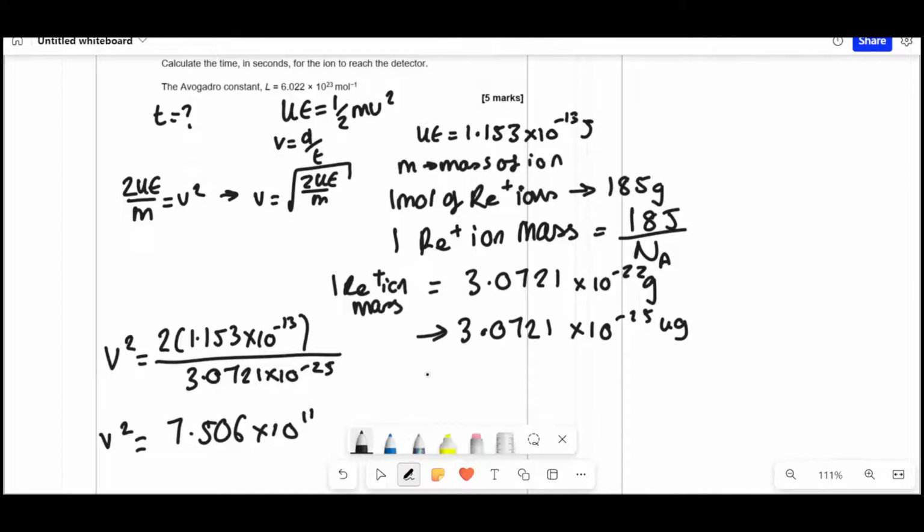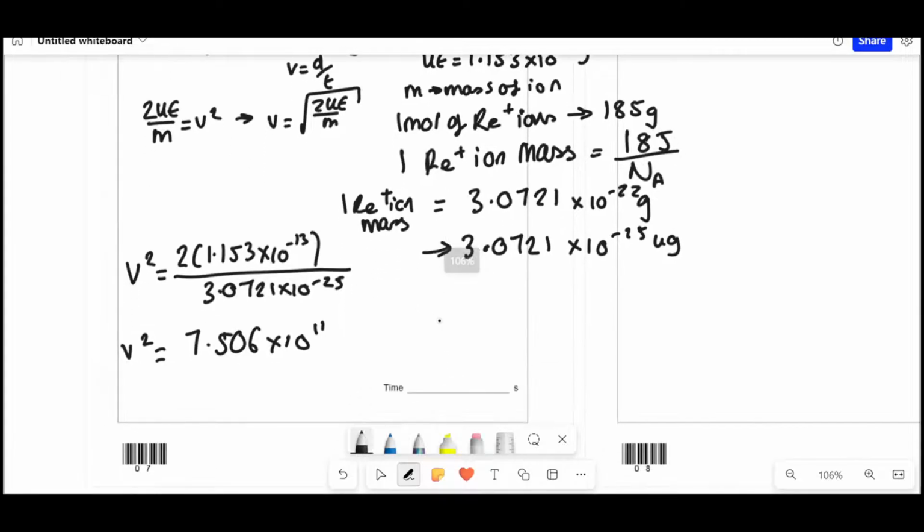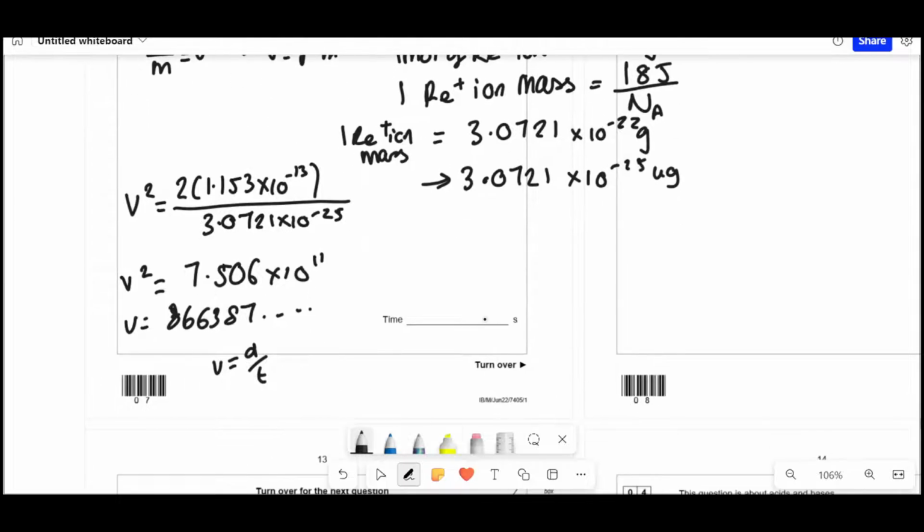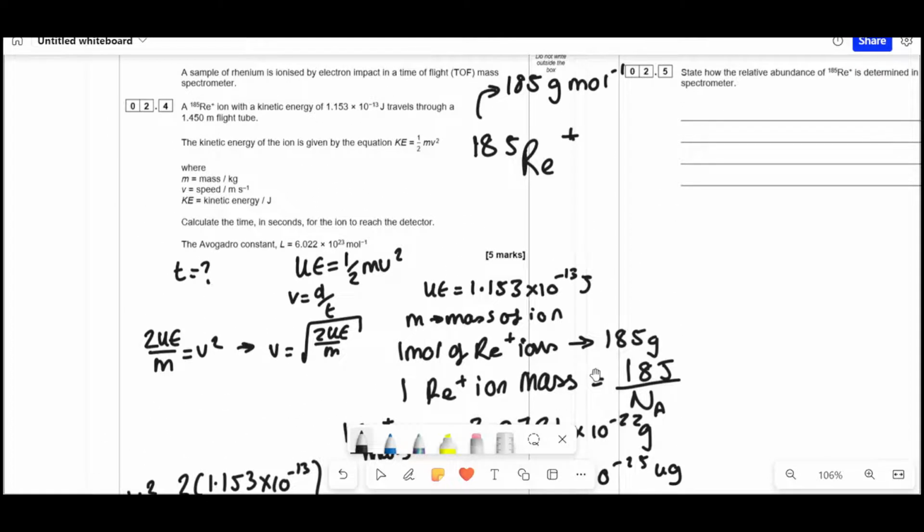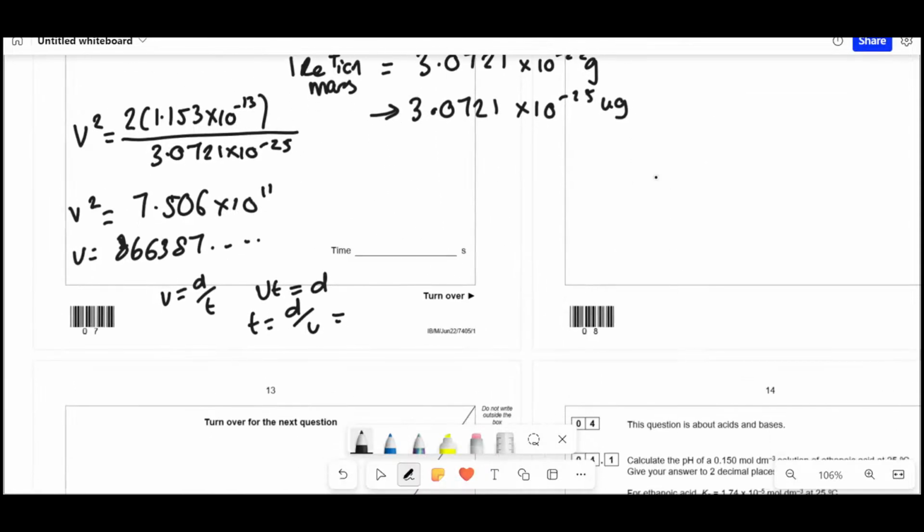And then obviously we want the velocity, not squared, because we just want v, so that's going to be the square root of that. So it's going to be 866,387, and so on. So we know that speed equals distance over time, and they want us to find time, so v = d/t, so t equals d over v. They've told us the distance is 1.450 meters, and we divide it by that velocity we just worked out. If you do that, it should give you 1.67 times 10 to the minus 6.